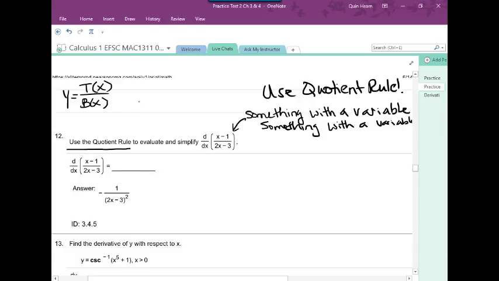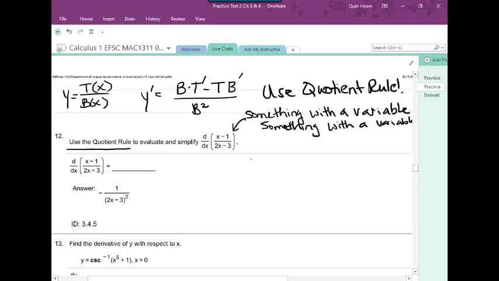Okay, so the quotient rule says that it's going to be the bottom times the derivative of the top minus the top times the derivative of the bottom, over the bottom squared. Be careful: unlike the product rule where it's an addition in the middle, the quotient rule has subtraction, so the order matters. If you get the order backwards, you're going to get the opposite of the function you're looking for.